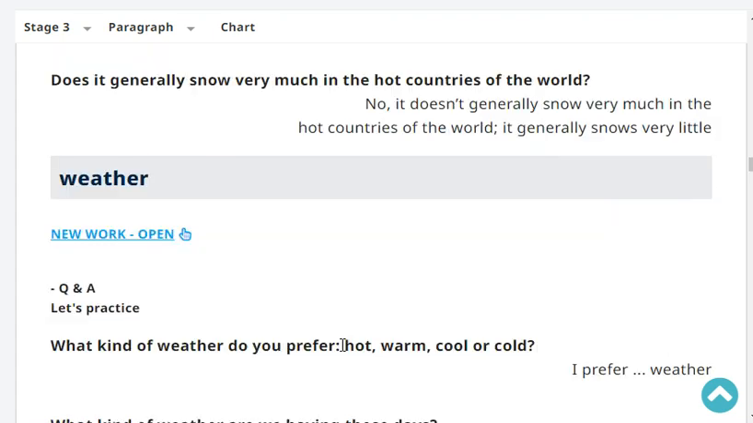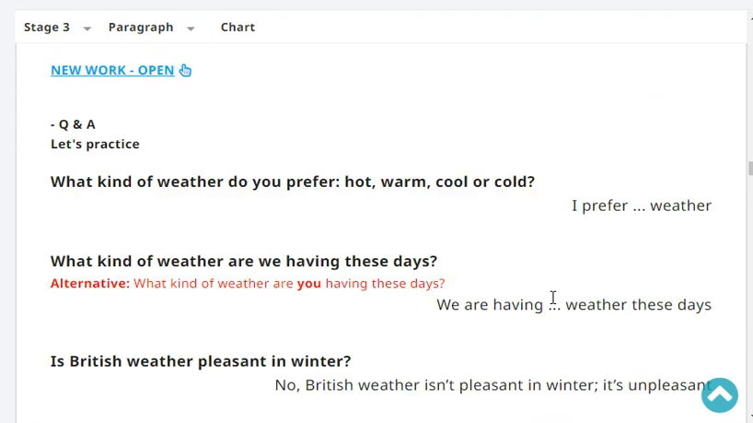Weather. What kind of weather do you prefer? Hot, warm, cool, or cold? I prefer warm weather. What kind of weather are we having these days? We are having hot weather these days. Is British weather pleasant in winter? No, British weather isn't pleasant in winter. It's unpleasant.